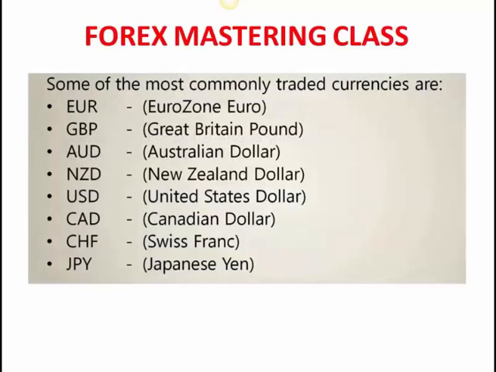Yes, we want to be talking about the major currencies that are traded in the forex market. Some of the most commonly traded currencies are the Eurozone, GBP, which is called Great Britain pounds, then we have AUD, Australian dollar, NZD, New Zealand dollar. So all of these are what we call the most traded currency pairs. They are the major currency pairs that you need to know about.